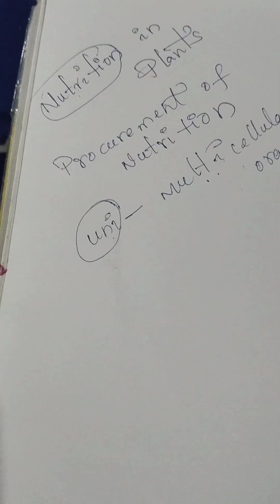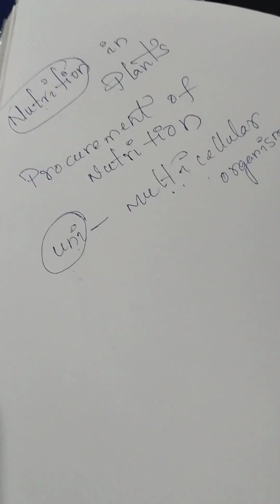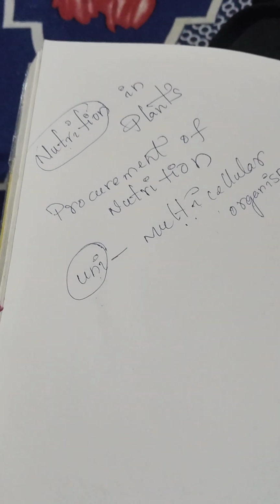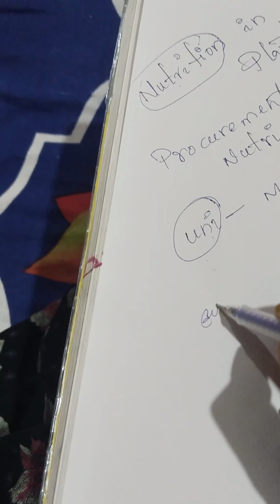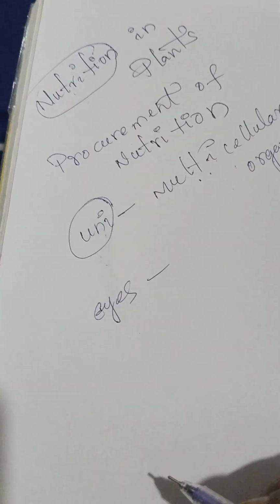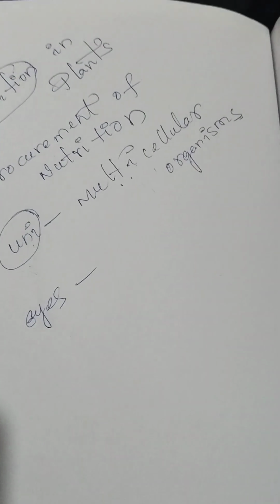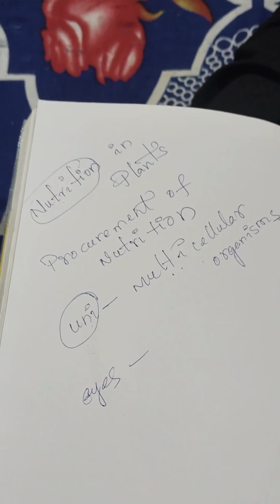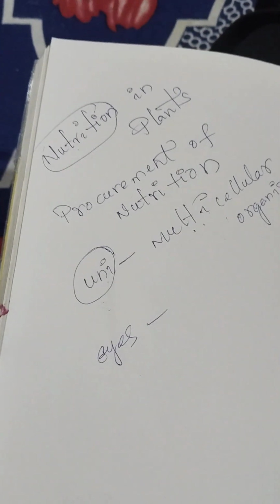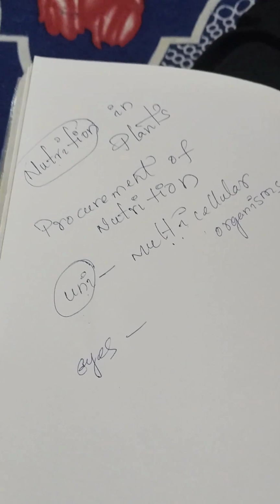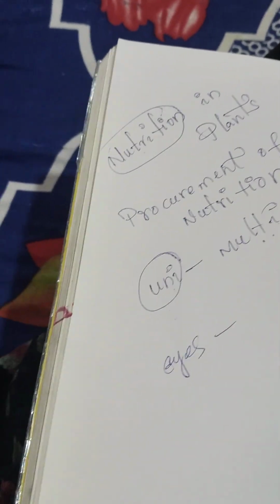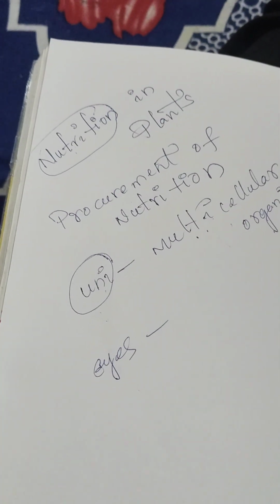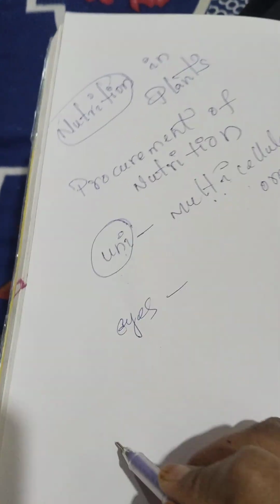So even in our human body, our cells require a wide variety of food. For example, for proper functioning of eyes, vitamin A. For bones, vitamin D. Like that, different organs need different food items, a wide variety of food. So depending upon the organisms, nutrition is classified into two types.